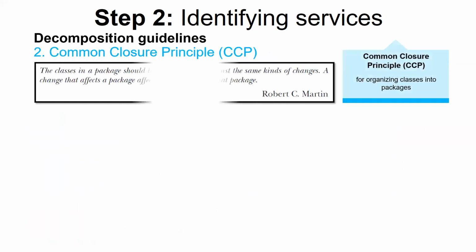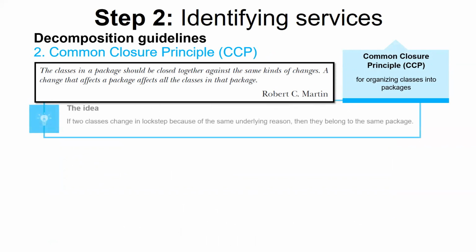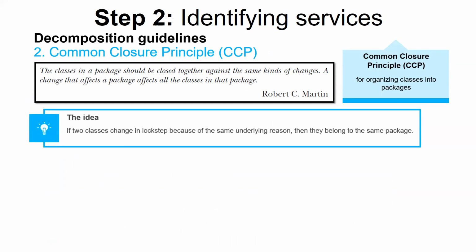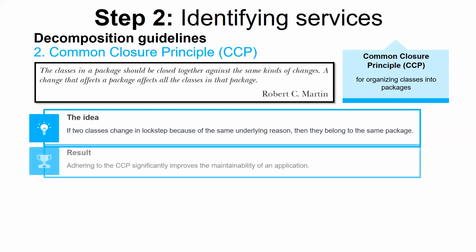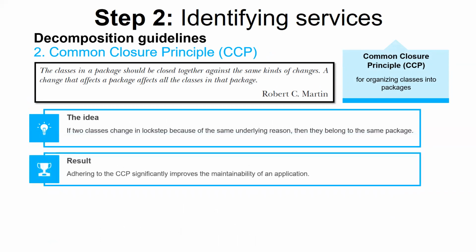Concerning the common closure principle, Uncle Bob said, the classes in a package should be closed together against the same kinds of changes. A change that affects a package affects all the classes in that package. The idea is that if two classes change in lockstep because of the same underlying reason, then they belong to the same package. This is the core idea of the CCP, which aims to improve the maintainability of an application.